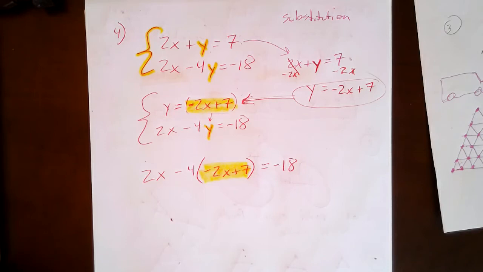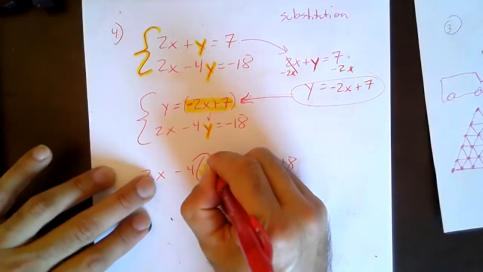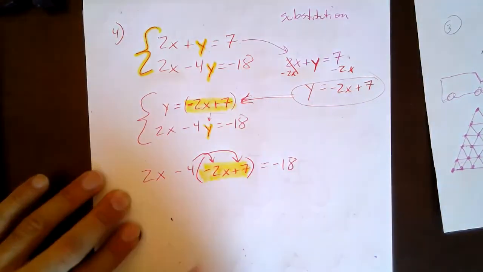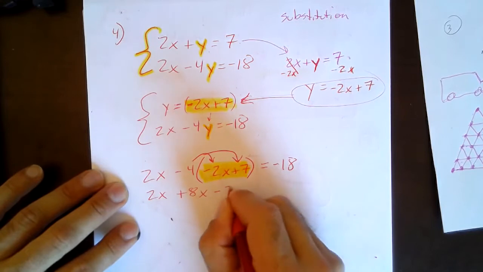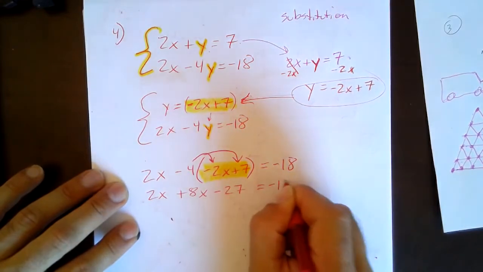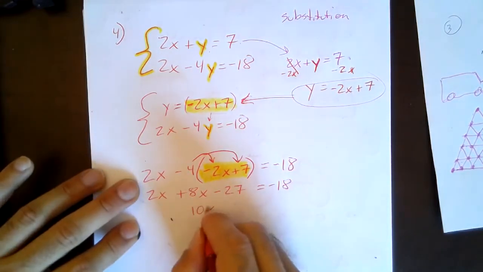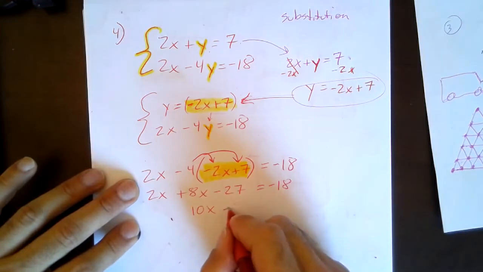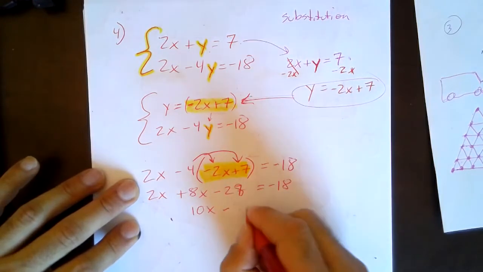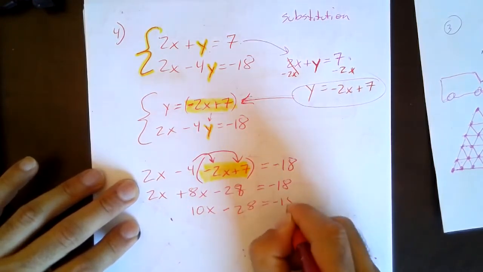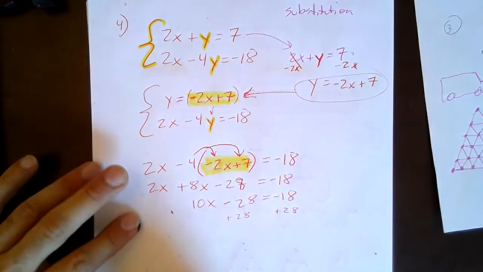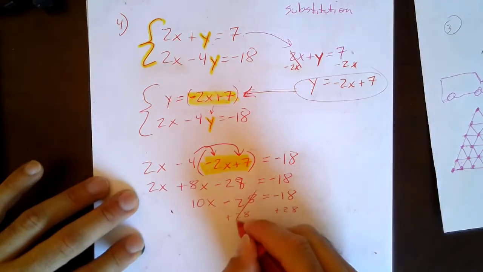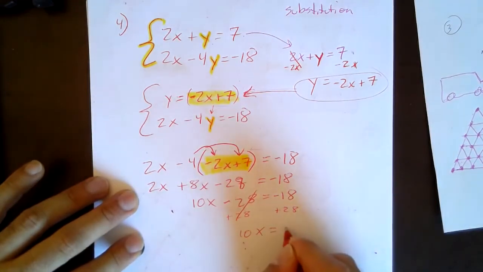Am I frozen for everybody? Okay. So let's go ahead and distribute and see what we can get. Plus 8x minus 28 is equal to negative 18. 10x. Whoops, 27. Minus 28 is equal to negative 18. All right, so we're going to add 28 to both sides. All right. 10x is equal to 10.